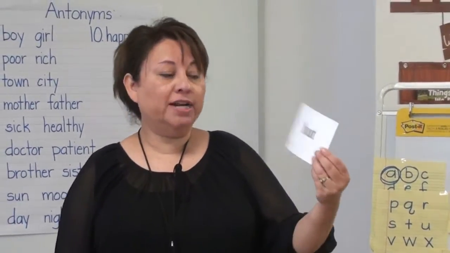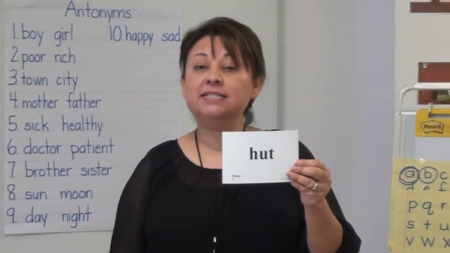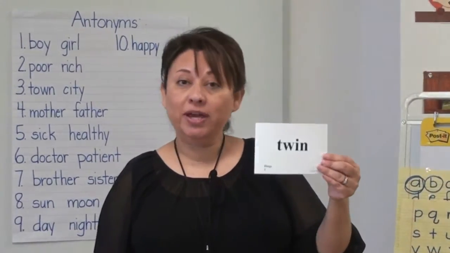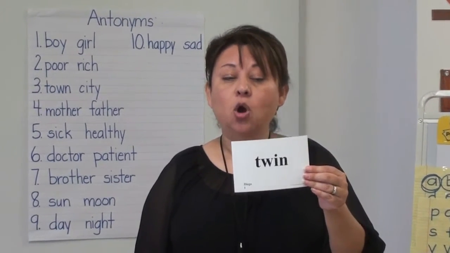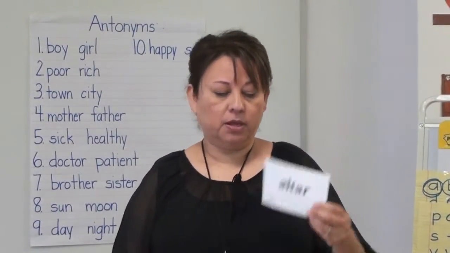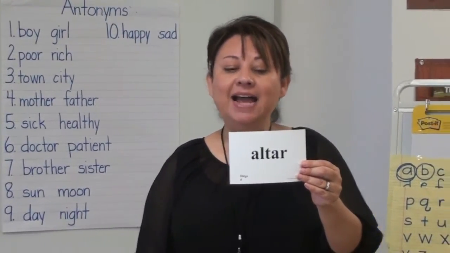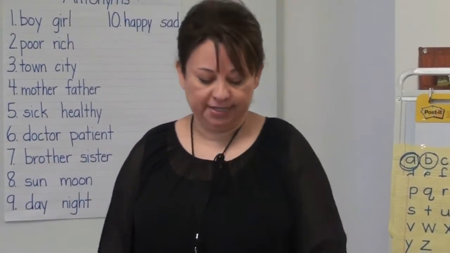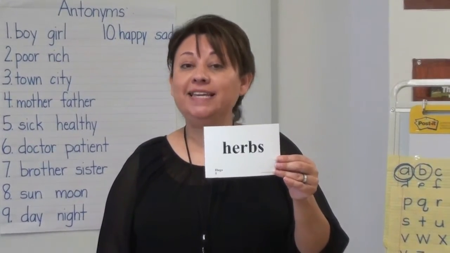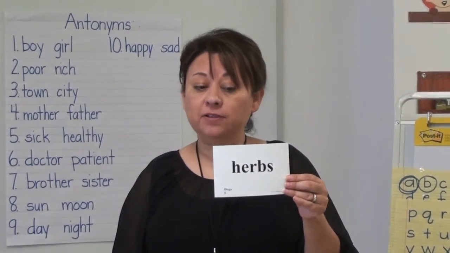We might see the word hut, the Spanish word being cabaña. It's a small house or building, sometimes made of dry grass and mud. The word twin, the Spanish word being gemelo, one of two children born on the same day to one mother. The word altar, the Spanish word being altar, it's a high table used for religious ceremonies. The word herbs, in Spanish, hierbas. These are plants that can be used as medicine or something that adds flavor to food.